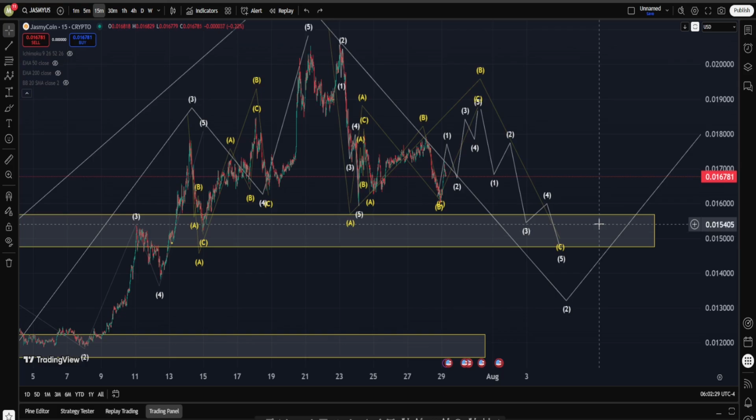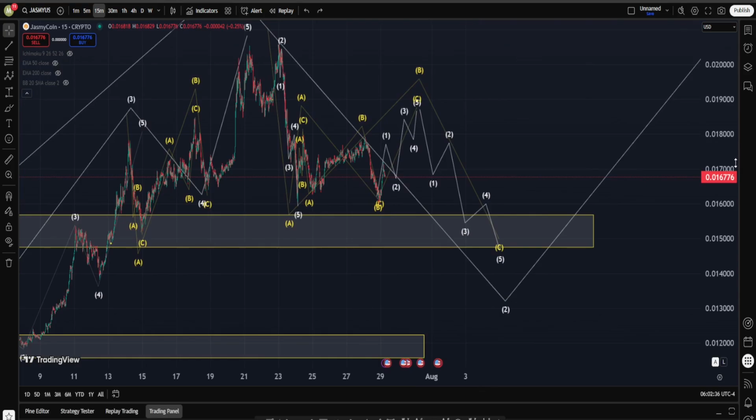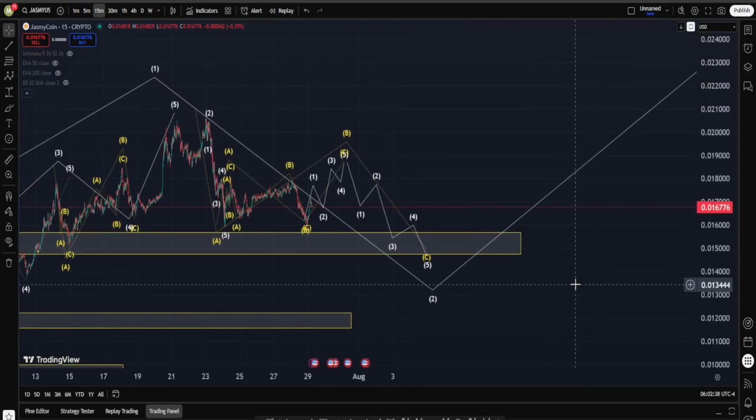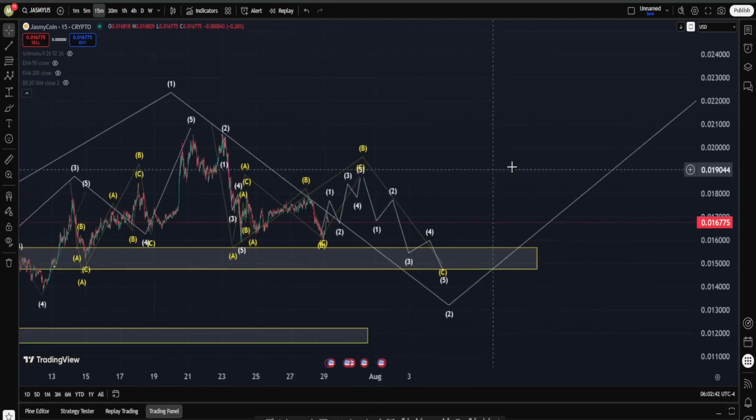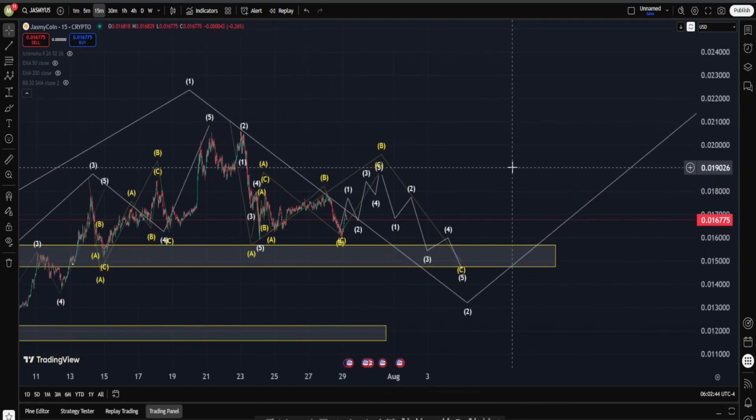And as long as, again, remember, we are staying above this level, I think any kind of move down should be interpreted as a simple retest and overall a correction structure, hopefully into wave 2, indicating the next move is going to be a big one up, and we are going to see some exciting price action in Jasmy Coin. So I hope I explained everything well and you understood what is going on in Jasmy's charts.